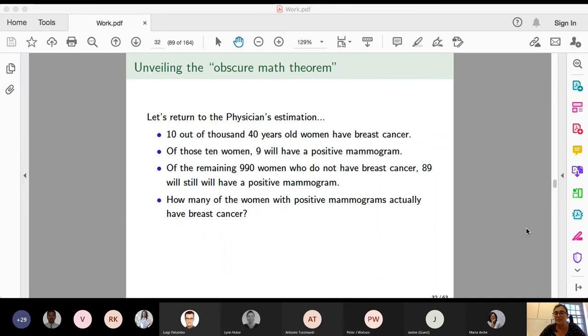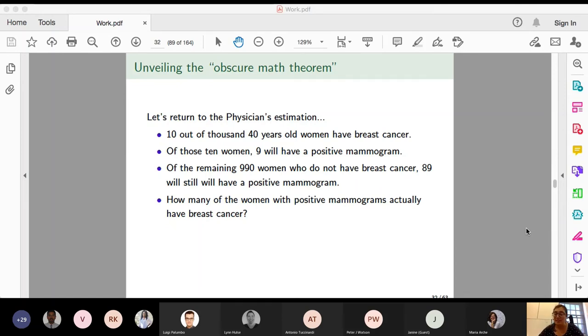Good. I'm seeing good answers. So 98 is the total women that tested positive, the 89 plus the 9. I think you can still see the slides with the information there. But the question is, from them, how many actually have breast cancer? Because we know that sometimes the test comes positive when they don't have cancer. And most of the time the test does well. Sometimes it fails.